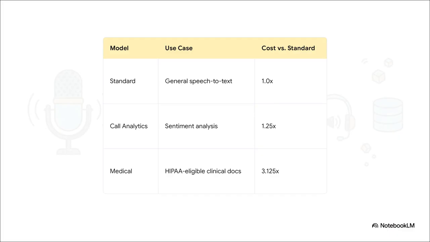So here are the main choices. You've got the Call Analytics model, which is tailor-made for contact centers and can even do things like detect customer sentiment. Then there's the medical model, which is HIPAA-eligible and awesome for transcribing doctor's notes. Now here's the architect's trade-off. These specialized models are amazing, but they do cost more, so you have to be able to justify that extra cost. It's all about choosing the right tool for the job and not overspending.